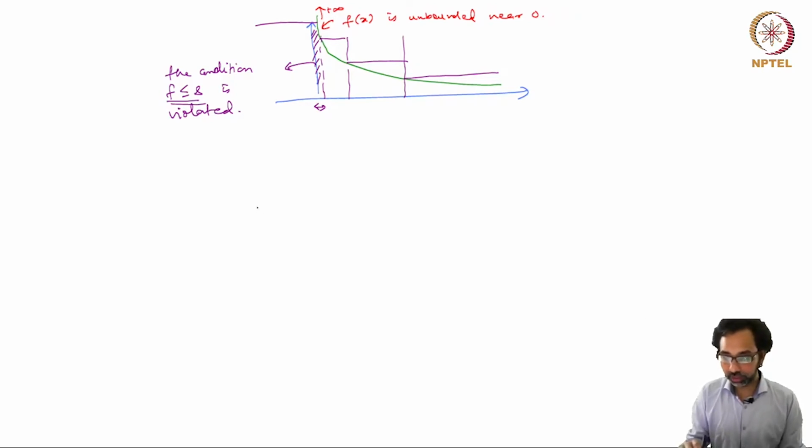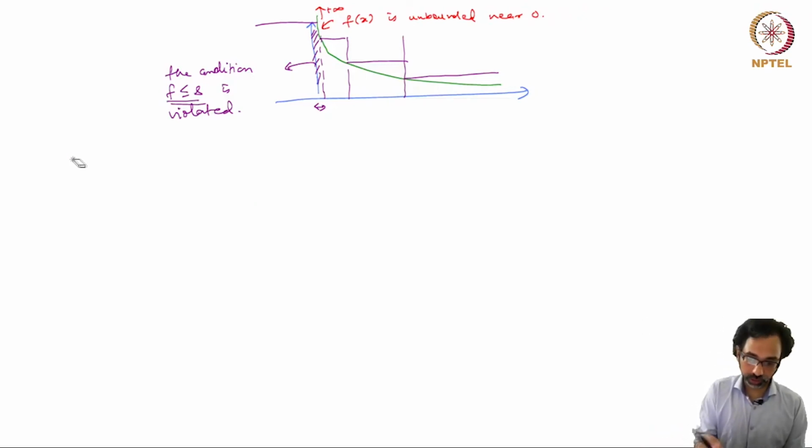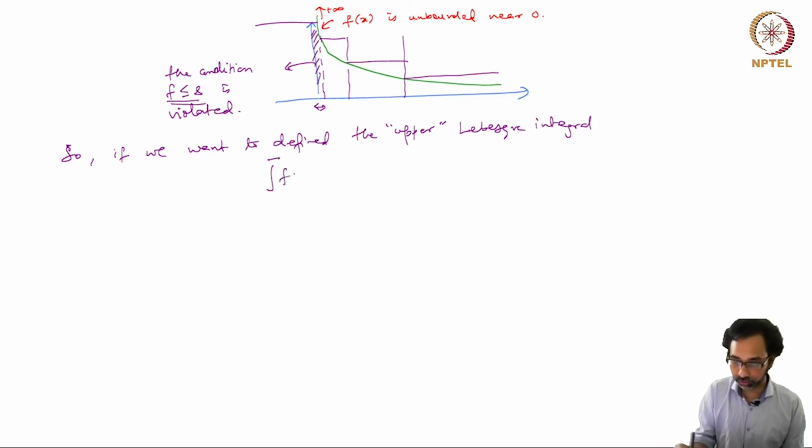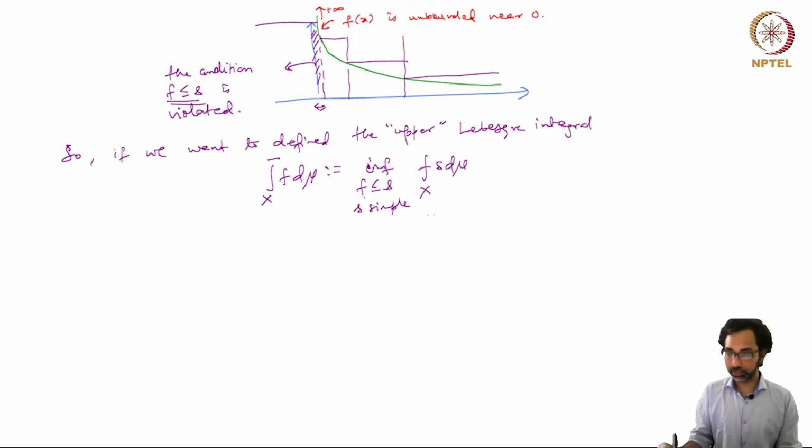So for unbounded functions, if we wanted to define the upper Lebesgue integral, which we can define for example as the infimum of the simple integrals of simple functions s with f less than or equal to s, then this is an empty set and you will get simply 0. So it doesn't give you anything interesting.